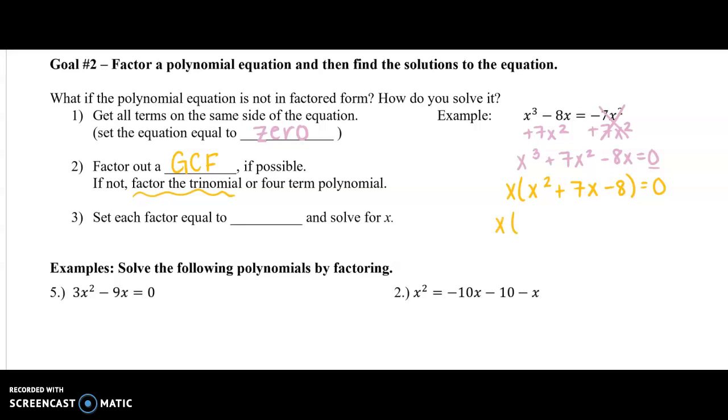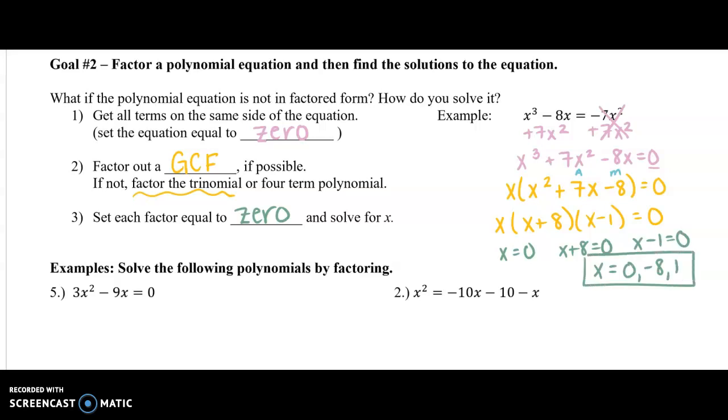What multiplies to negative 8 that adds to 7? You have positive 8 and negative 1. So x plus 8 times x minus 1 is equal to 0. And then the last step is to set each factor equal to 0 and solve for x. So I set x equal to 0, x plus 8 equal to 0, and x minus 1 equal to 0. And we would end up with 0, negative 8, and 1 as our answers. Okay, so it's just combining what we just did up above with what we've been doing before.